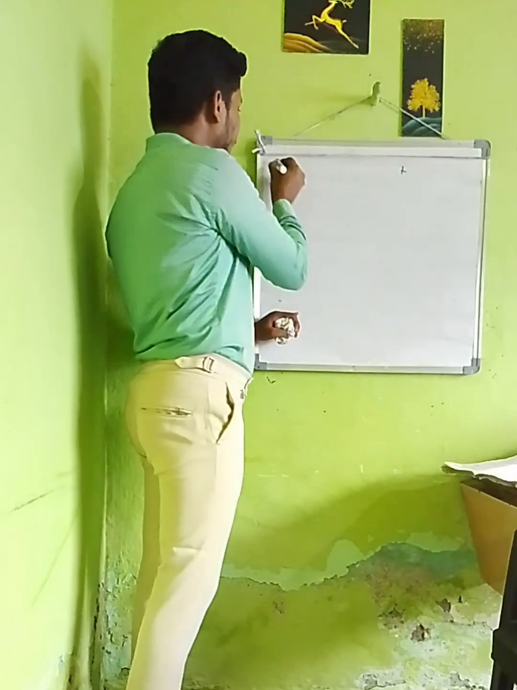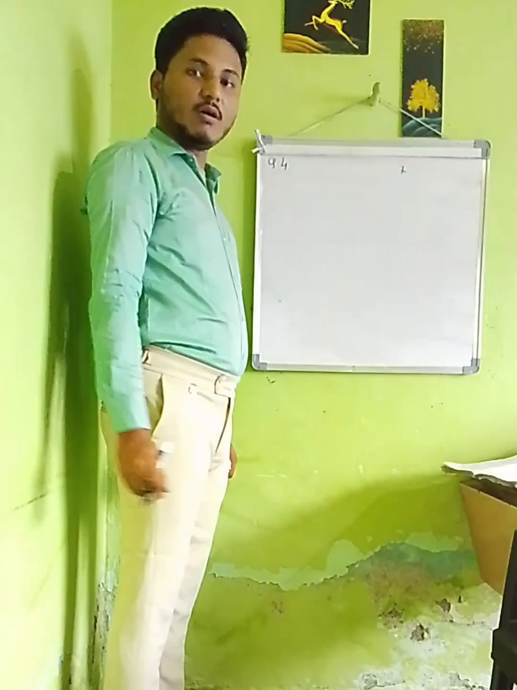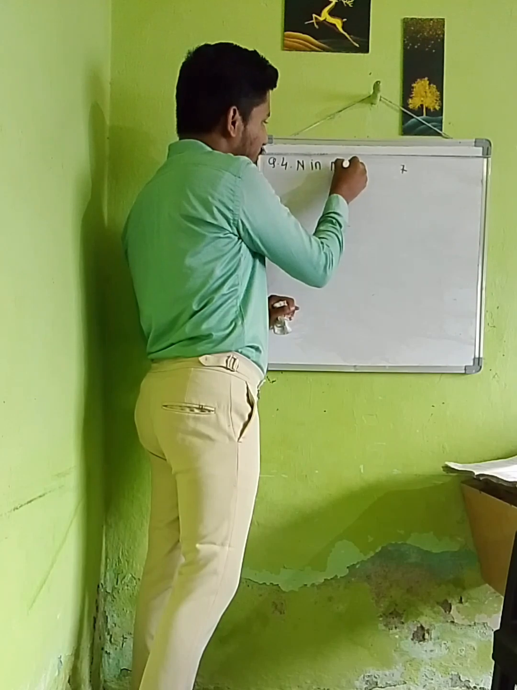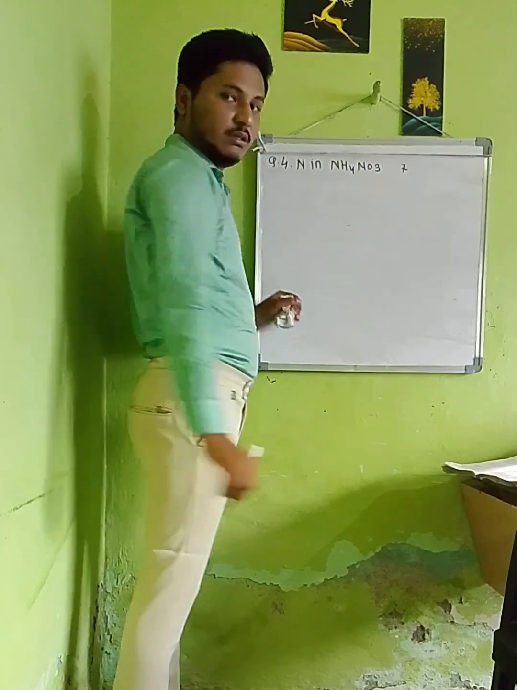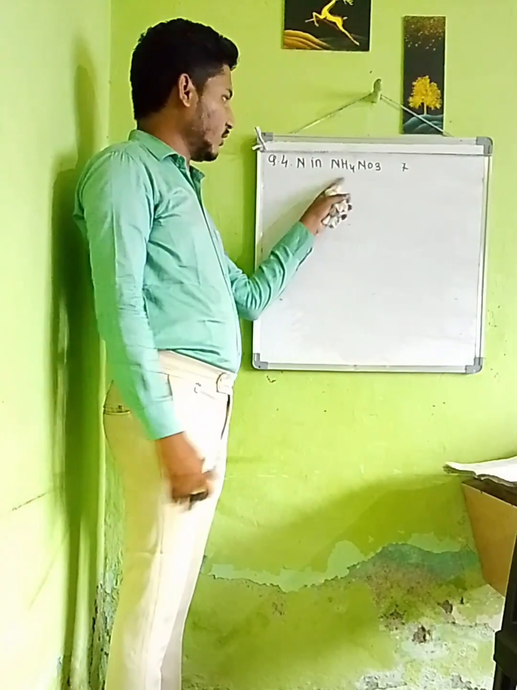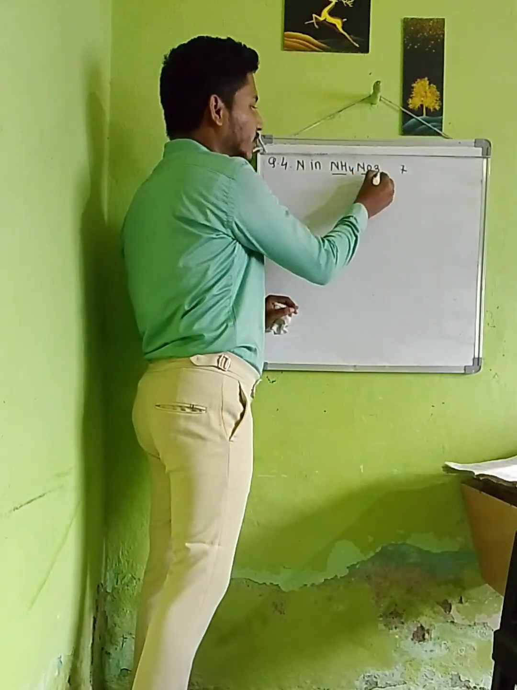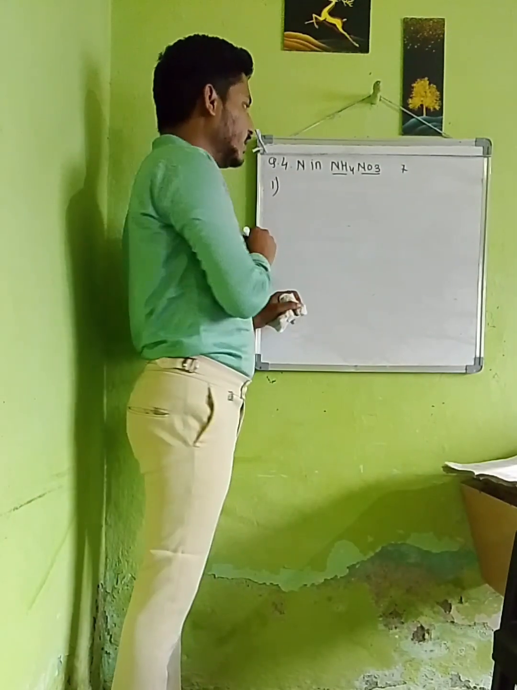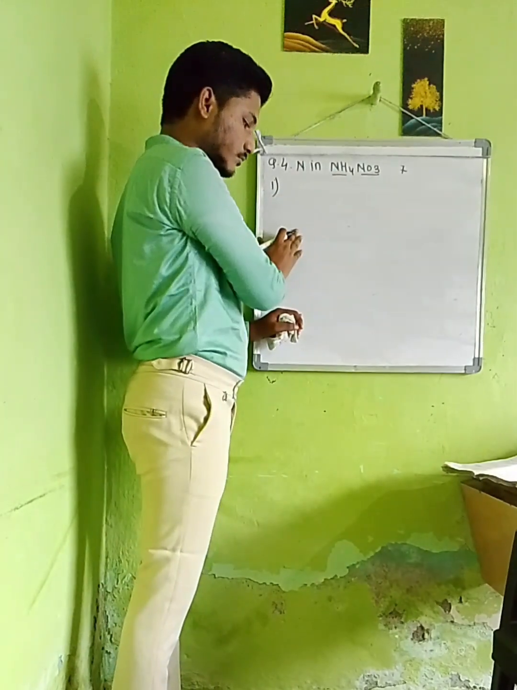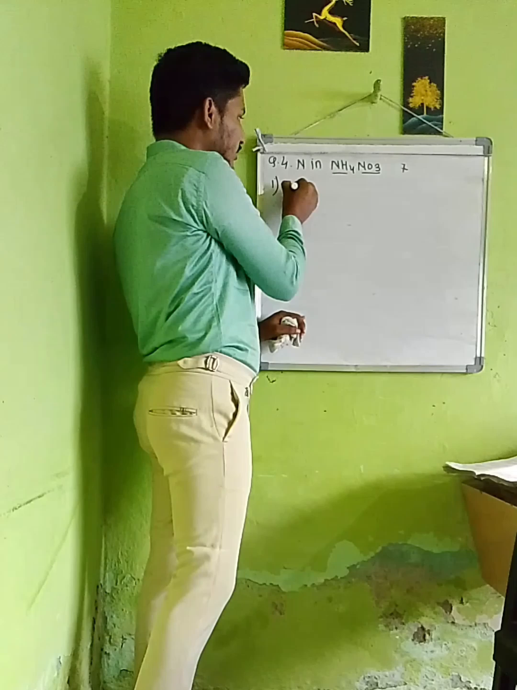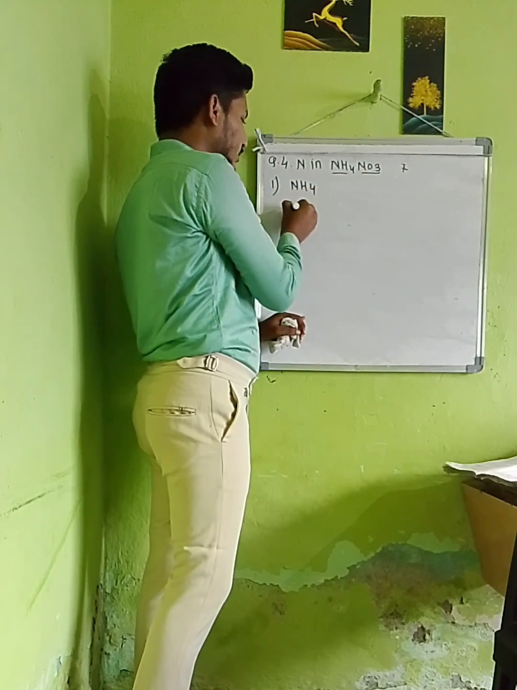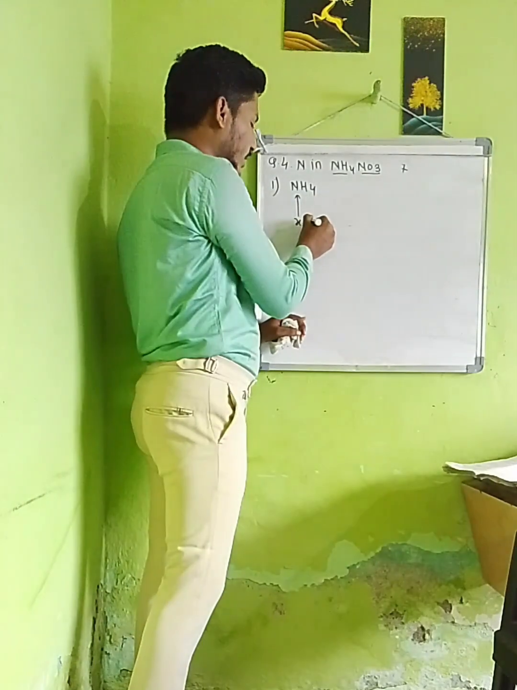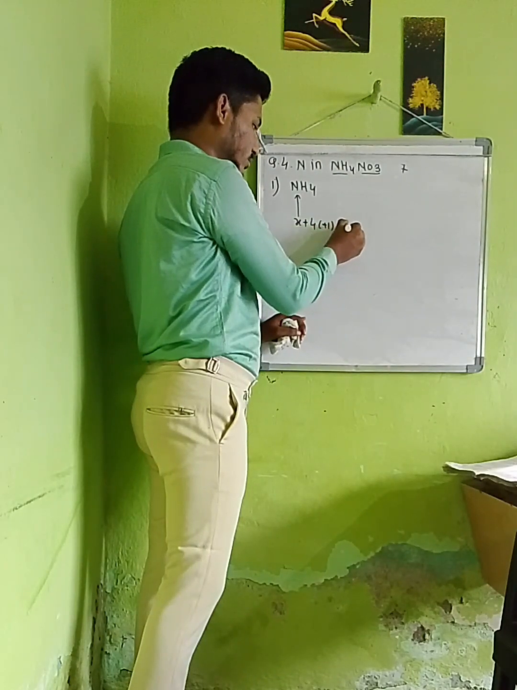Last question, question number 4. Find the oxidation number of nitrogen in NH4NO3, ammonium nitrate. So we have to divide this compound into two parts, NH4 and NO3. So we will get two different oxidation numbers. So first we will solve for the ammonium. So oxidation number of nitrogen in NH4. Consider the oxidation number of nitrogen is X plus 4 times the oxidation number of hydrogen, +1.